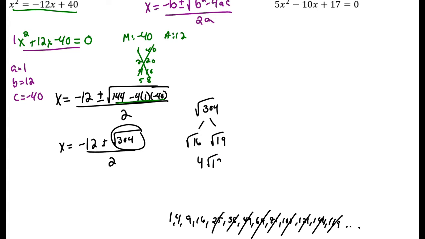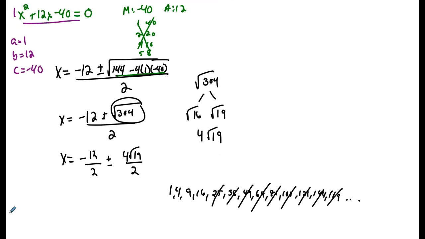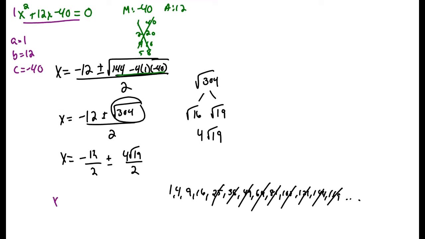square roots of 19. So my solutions are x equals negative 12 divided by 2 plus or minus 4 square roots of 19 over 2. So my final answers to that quadratic equation are x equals negative 6 plus or minus 2 square roots of 19. Those are my solutions. They're crazy irrational numbers. You could type that into a calculator and get 2 crazy decimals, but those are my solutions.